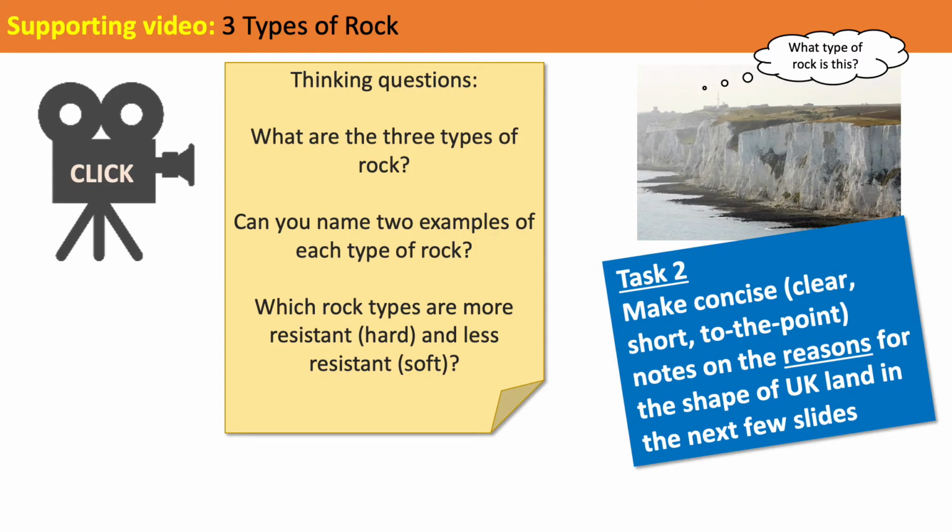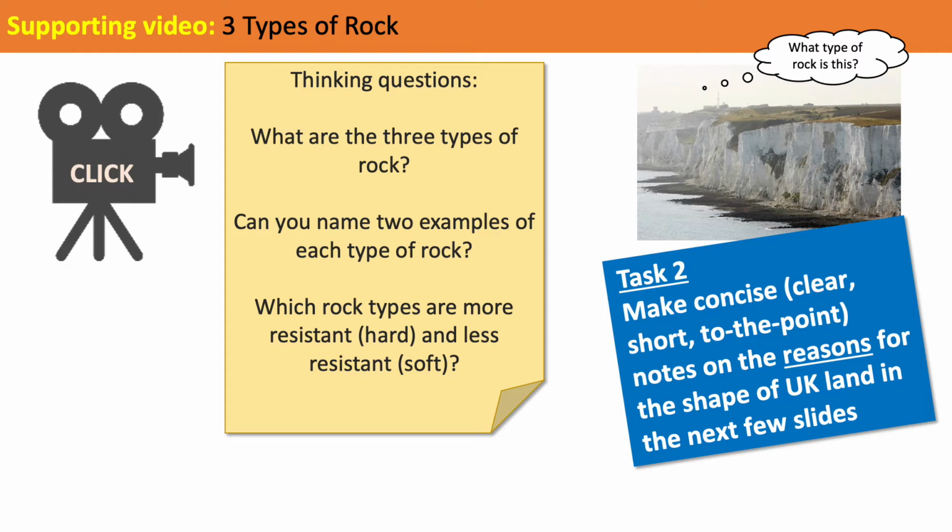Now, to help you with the next bit of the lesson, which is looking at the reasons for the shape of the landscape in the UK, you're going to watch this video. Really straightforward because it's describing something you've touched on before, which is the three types of rock. So I'm going to help you with the first question. The three types of rock we look at, of course, are igneous, sedimentary, and metamorphic.